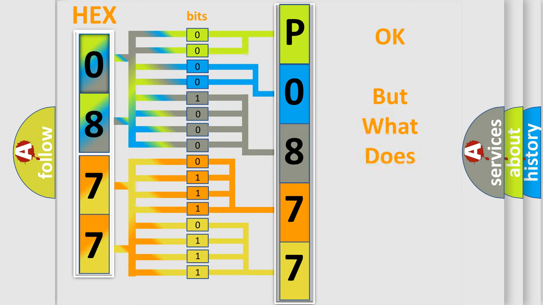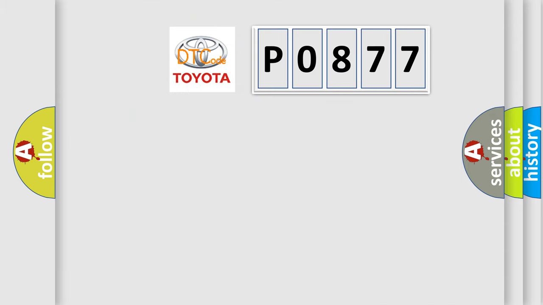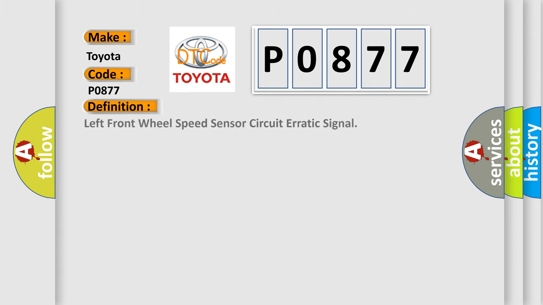The number itself does not make sense to us if we cannot assign information to what it actually expresses. So, what does the diagnostic trouble code P0877 specifically mean for Toyota? The basic definition is: left front wheel speed sensor circuit erratic signal. And now this is a short description of this DTC code.